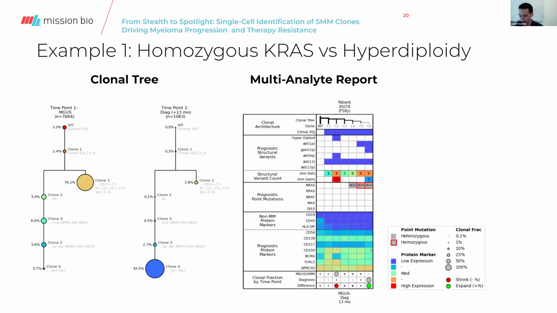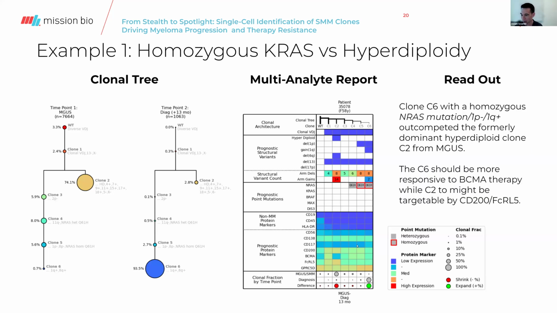What I think is important to note, as I referenced earlier, are the prognostic protein markers. You see that clone 2, which is the earlier clone, seems to be low for BCMA. So, if you were targeting clone 6, which is the dominant one at diagnosis, for BCMA, you might expect clone 2 to be the source of relapse, as this arm of the clonal tree recedes due to BCMA treatment. However, clone 2 is also highly expressing FCRL5, which gives you another potential target.